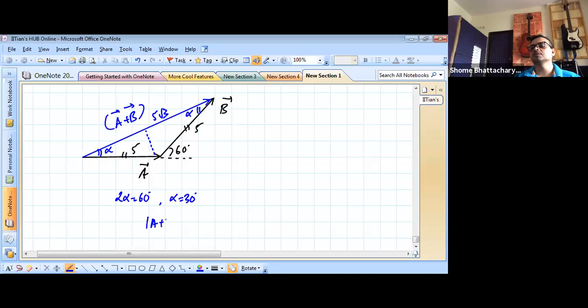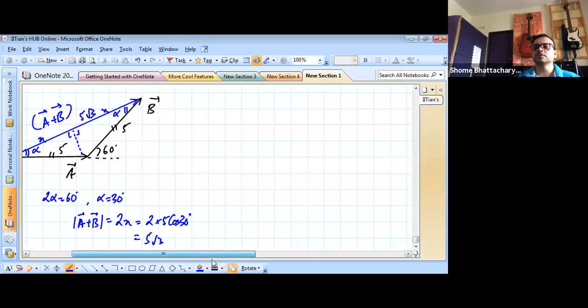So mod of A plus B, you can also work out from trigonometry here. Each of these half triangles that I've drawn by dropping this perpendicular have the same base. Let's say this is x, so this is also x. That should become 2x. So 2 times 5 cos 30. That's how it becomes 5. That's another way to understand it just by the geometry.